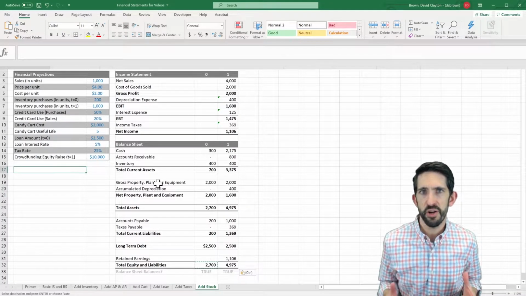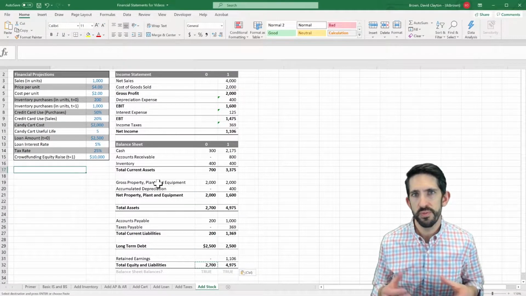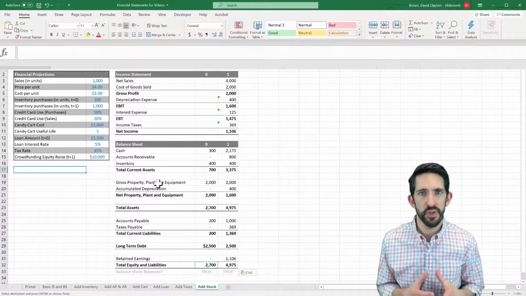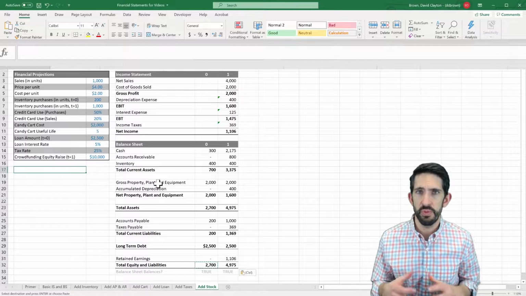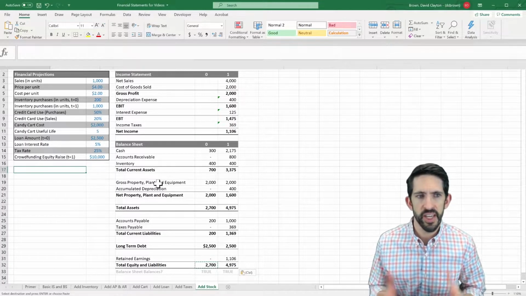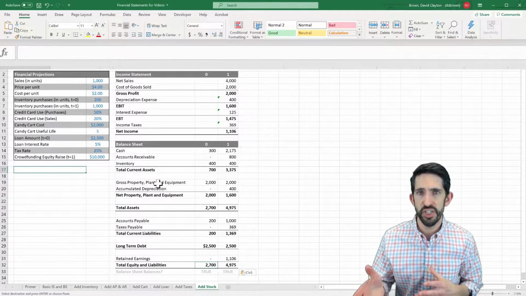Okay, so we've planned out our business. We've accounted for inventory management. We've accounted for accounts receivable and accounts payable. We've incorporated a fixed asset. We bought our candy cart to haul around and sell our candy out of. We accounted for the depreciation on that.